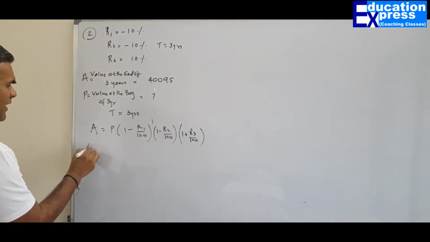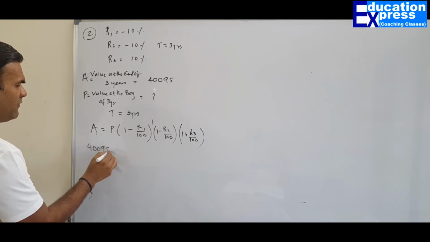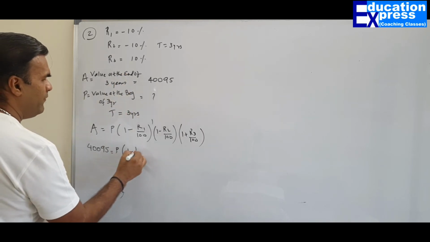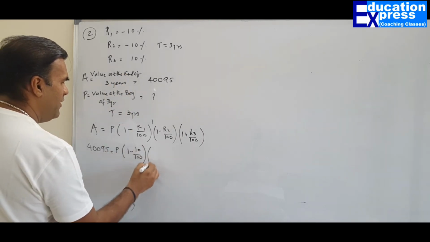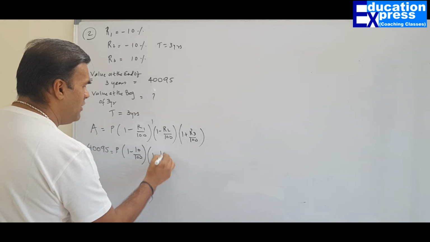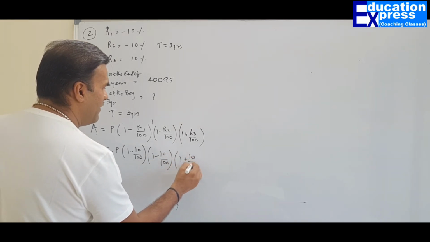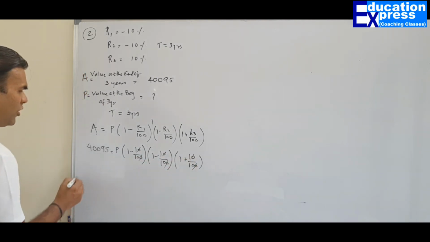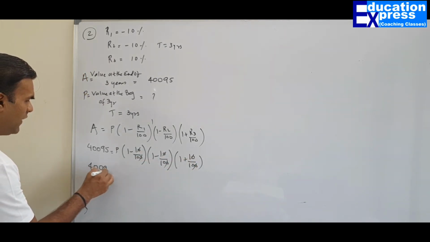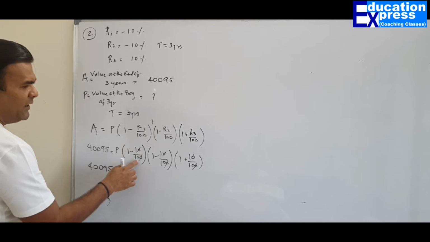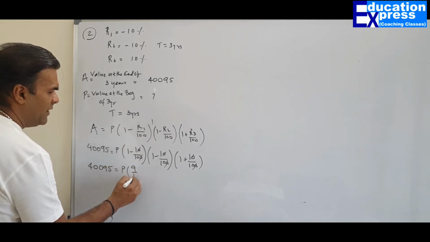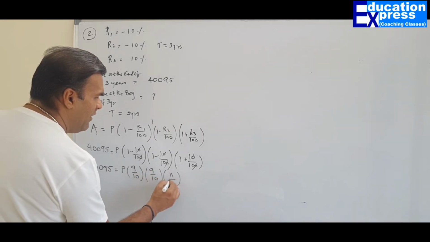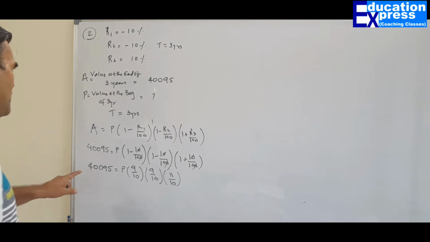Can we substitute the values? 40095 equals P, not known, times 1 minus 10 upon 100, times 1 minus 10 upon 100, times 1 plus 10 upon 100. What do you get? 40095 equals P times 9 upon 10, times 9 upon 10, times 11 upon 10. Can we do further? Of course, sir.